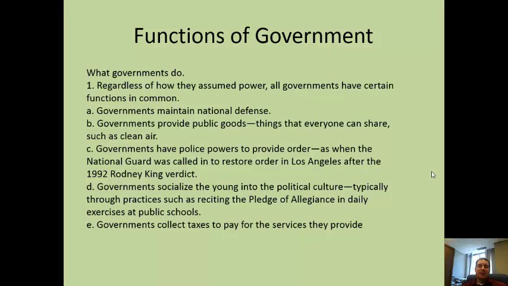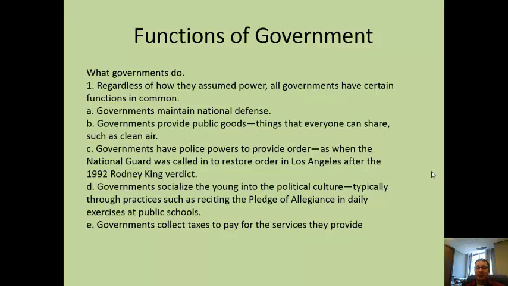Police powers. So this is a little different. National defense is from invaders from the outside. Police powers are to provide order within, right? So police officers are a form of the government. They provide order in the streets, we hope, and maintain peace to the best of their ability, and basically try to clean up things that are causing disorder, right? So governments have the power to police things.